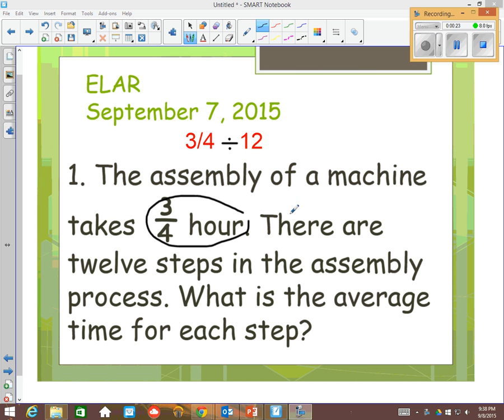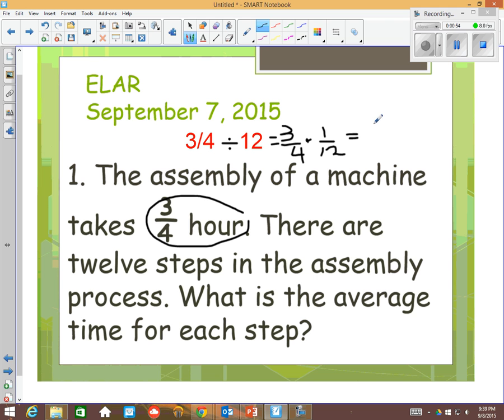Okay, if you notice, I've already set the problem up to find the average. You divide. There are 12 steps. It's 3/4 divided by 12. So, in order to divide a fraction, you have 3/4 times, meaning you have to take the reciprocal, 1 over 12, because you have to flip the second one.